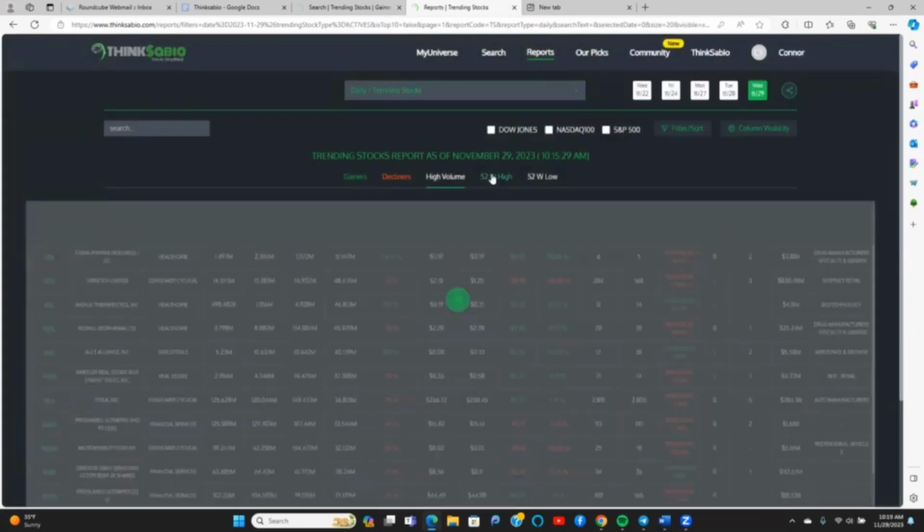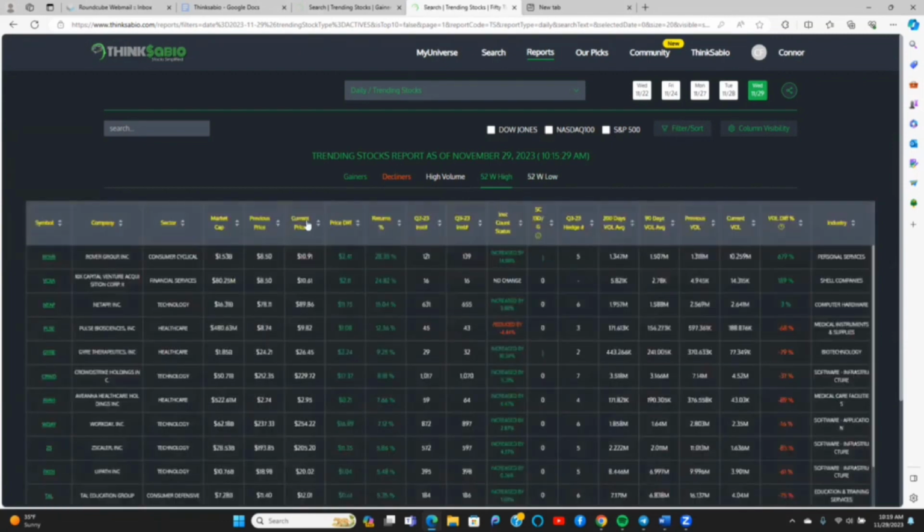And then we'll go into the 52-week high, which shows the stocks that are trading at their highest price over the last 52 weeks. So basically the last year. You can see that here: the current price, the difference in price, the percentage of returns, the previous price.